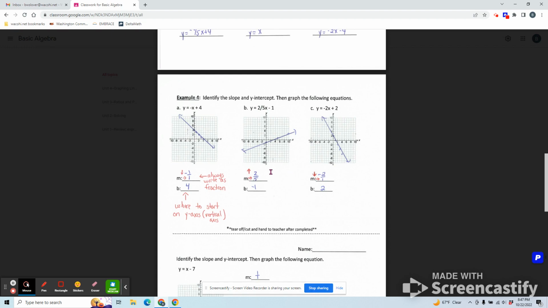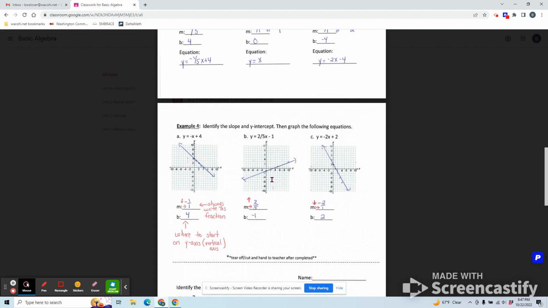So when you graph, make sure you identify the m and the b, the slope and the y-intercept, and then that will help you graph. Always graph your b value first, your y-intercept, and then from there, use your slope.